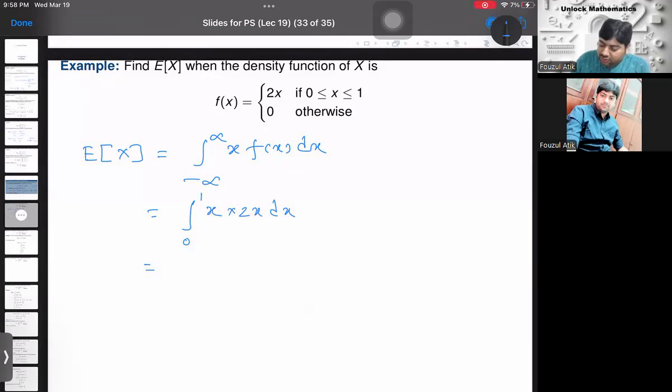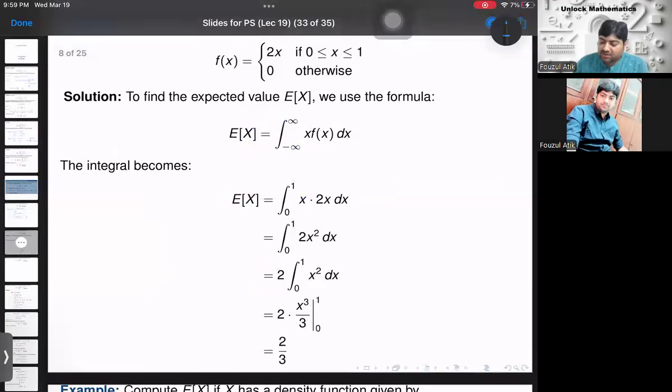And therefore 2 into x square dx, so 2 into x cubed by 3 if you do the integration between 0 and 1, so this value is 2 by 3 into 1 minus 0, therefore it is 2 by 3. So in this case the expectation is 2 by 3 for this random variable. Clear? This is a very straightforward example, so we have done it first.